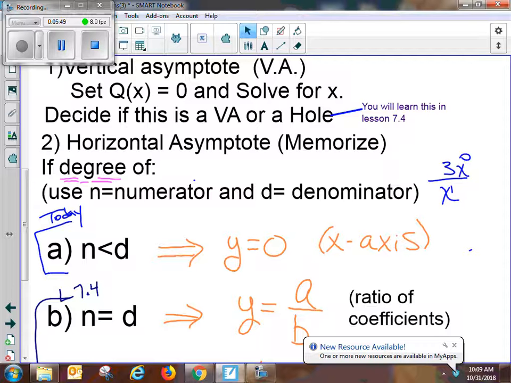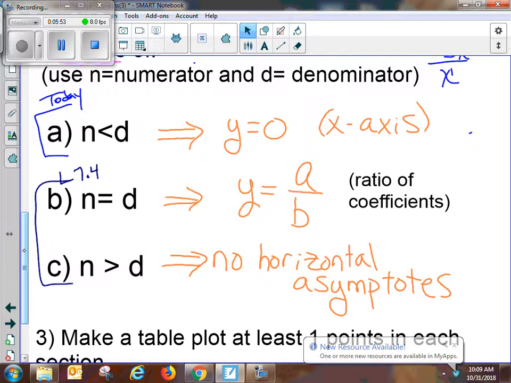Yeah, it's still 0. Now, tomorrow or the next day when we get to 7.4, all of a sudden we might get where we have an x squared in the numerator and the denominator. If the degrees are the same, we're going to have a different rule for the horizontal asymptote. So this is what we're going to build on when we get to 7.4. You'll already know this one, so then it'll just be learning this.